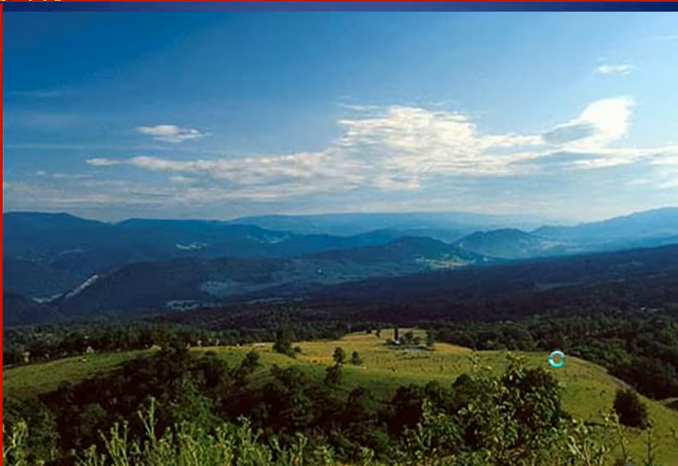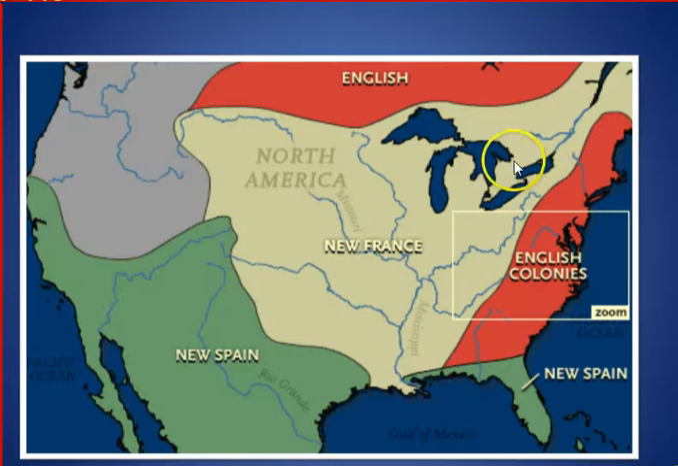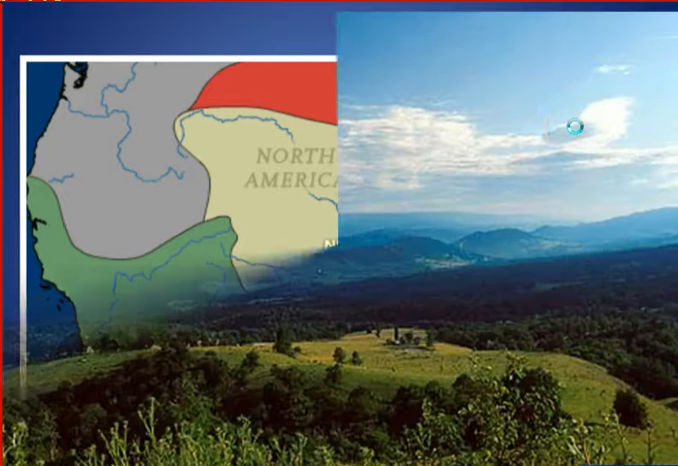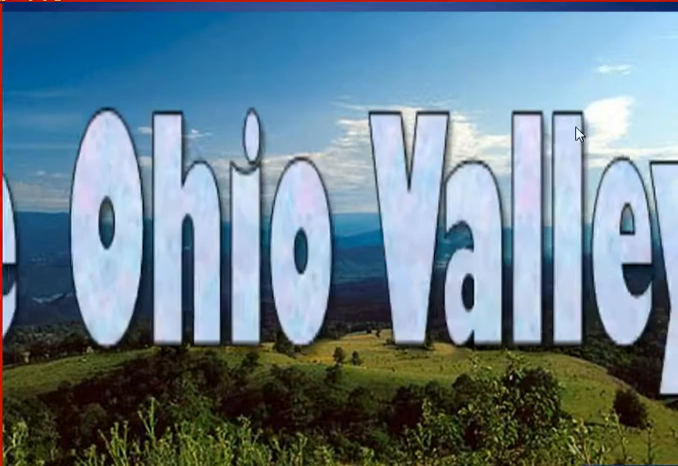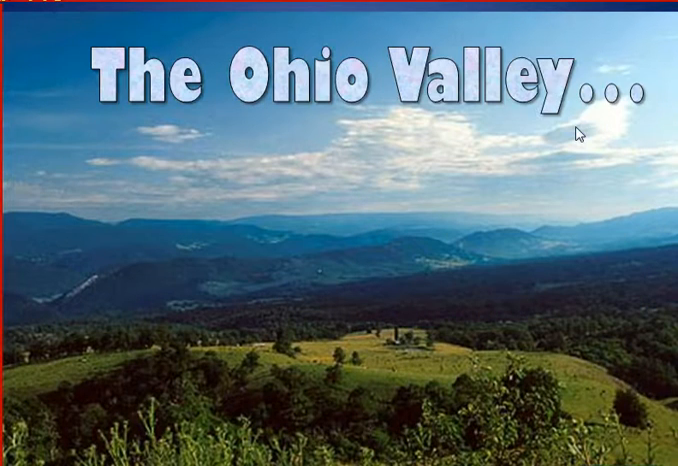Now, much of the territory that was fought over looked like this. Okay? Just a wide open expanse of land. The territory we're talking about is right in here. If this is the Appalachian Mountains, this is the Mississippi River. This is the territory that they were fighting over. And this territory is called the Ohio Valley.